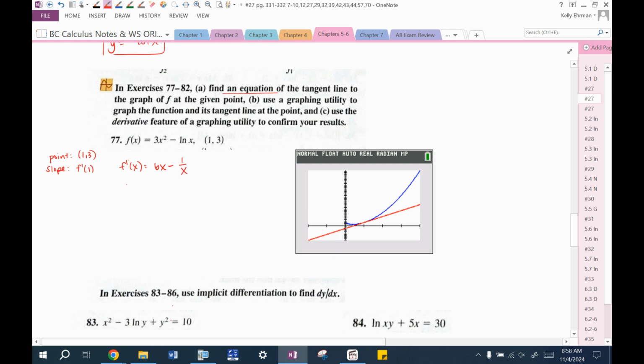There's no need to do a common denominator here. All you're doing is plugging in 1. So again, you don't want to do more work than you have to and then risk making a mistake. So I'm just going to plug in 1 right here. 6 minus 1 over 1 is 5. So y minus 3 equals 5 times (x minus 1). I did graph the original f of x. It looks like this blue curve. And then I graphed this equation, 5 times (x minus 1) plus 3, in my calculator. And this does look tangent, so that's a good sign.